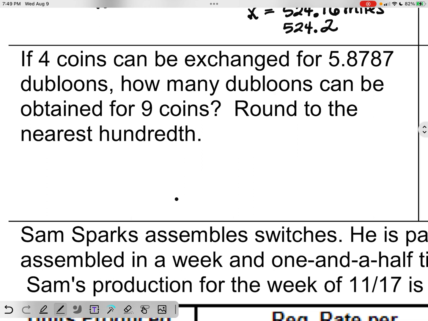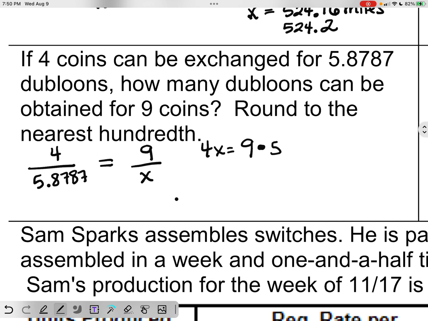I like this question. If 4 coins can be exchanged for 5.87 doubloons, because we're pirates, how many doubloons can be obtained for 9 coins? So 4 coins, and then our doubloon number is equal to our coin number and our I don't know doubloon number. The cross product would be that 4x is equal to 9 and the product of that weird doubloon number. To solve for x, divide by your 4.